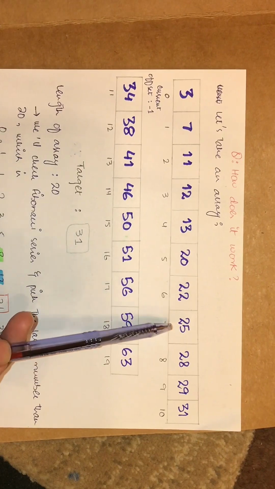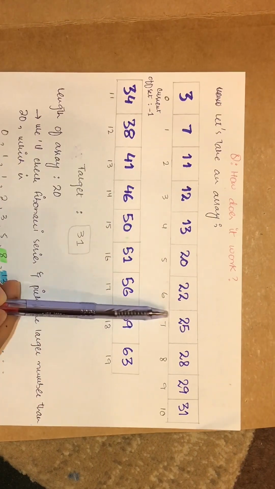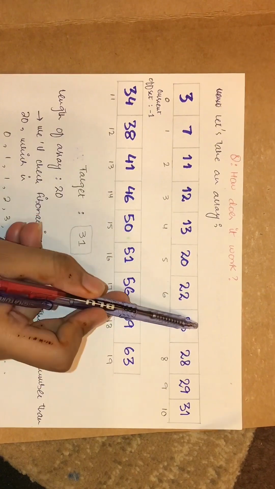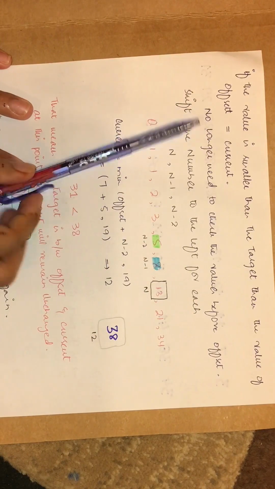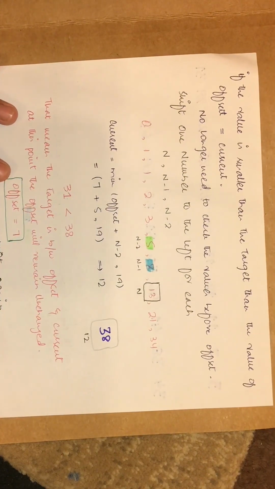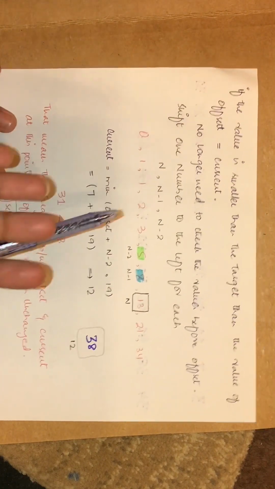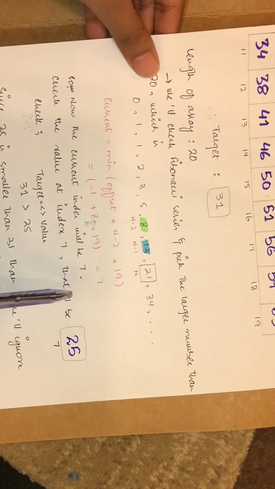That means that if the target value is greater than the index value, there is no chance that the target will be before this, so we will just ignore it. How will we ignore it? This is how. If the value is smaller than the target, then offset equals current. This means if our target value is greater than the value we have received at the index, our offset becomes the current value. Here our offset was -1 and our current becomes 7.